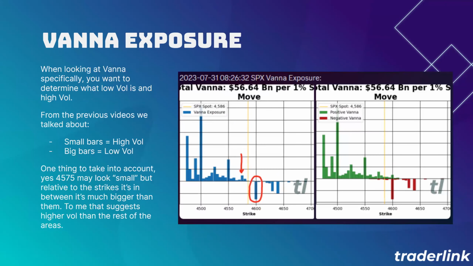Next slide is Vanna exposure. When looking at Vanna specifically, you want to determine whether or not something is low volatility or high volatility. From the previous videos we talked about, a small bar equals high volatility and the big bars equals low volatility. One thing to take into account is that yes, 45.75, indicated by this red arrow, may look small, but relative to the strikes that it's in between, it is much bigger than the other two, right? To me, that suggests that it is high volatility compared to the rest. And with that being said, I consider that area a low volatility area, right?